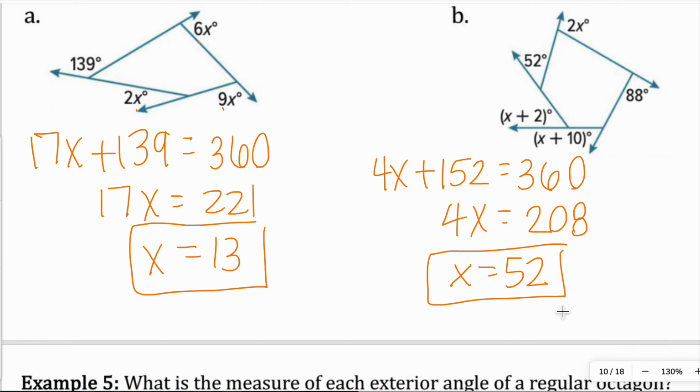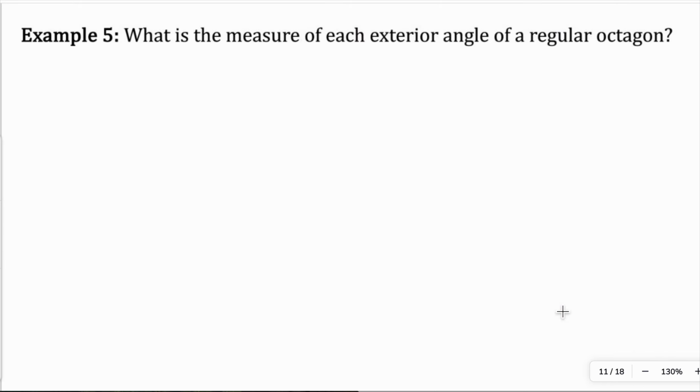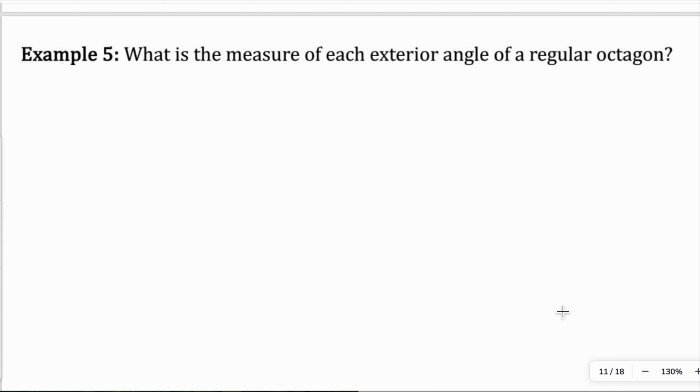Okay? The last three, we just have some word problems, so if you want to pause these at any point in time to try them before I do, you can. Otherwise, we're going to go ahead and work through them.